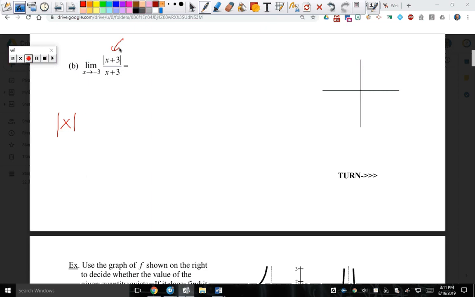And then if it shifted 3 units to the left, someone said in second period, it would have a removable discontinuity at what value? -3. So at -3, they said there would be a hole in the graph. Okay, so please don't write this quite yet because this is not the graph. Okay? So, can someone tell me what the answer to this is?